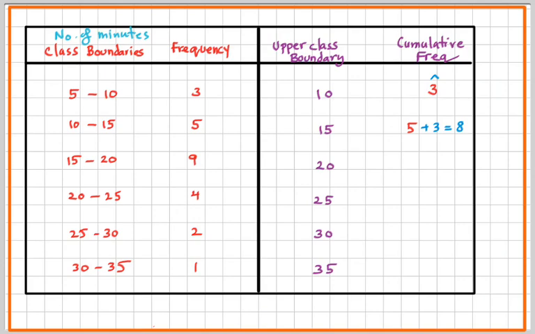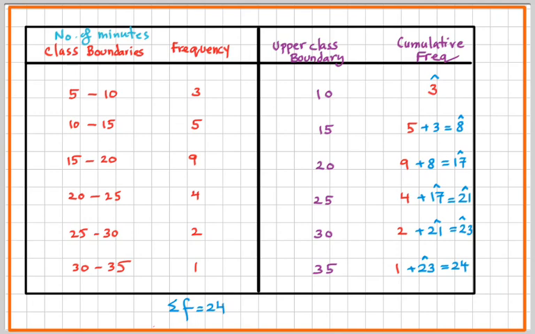Now, what would be the answer for less than 20? It should be 9 plus 5 plus 3. What about lesser than 25? 4, 9, 5, 3. Add it up. Lesser than 30, 2, 4, 9, 5, 3. And lesser than 35, everything. Everyone in that class naturally is reaching school in less than 35 minutes because that is the maximum time limit. And that's how you create a cumulative frequency table.